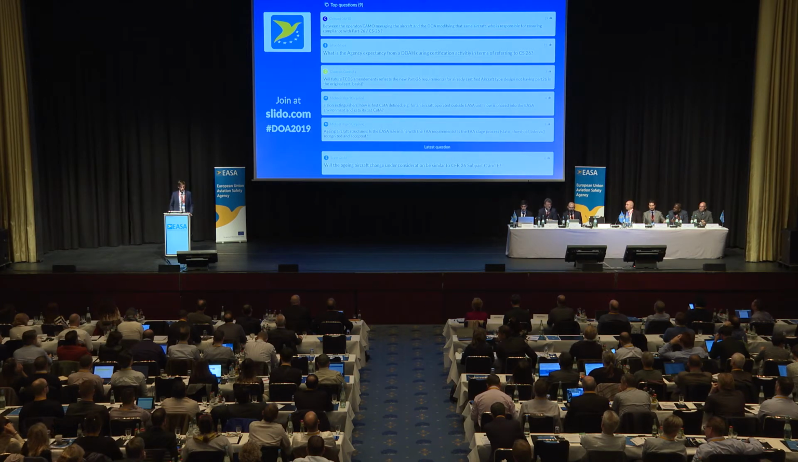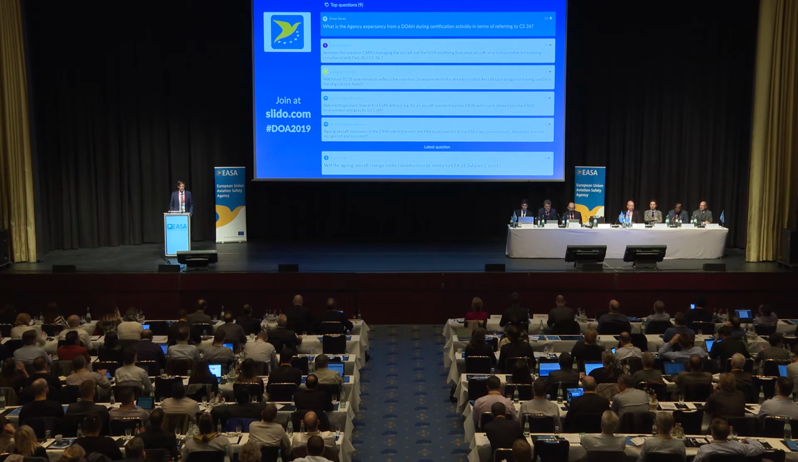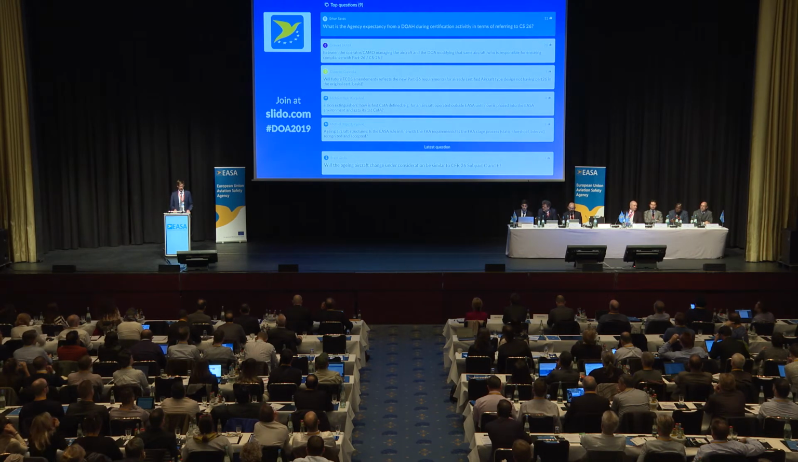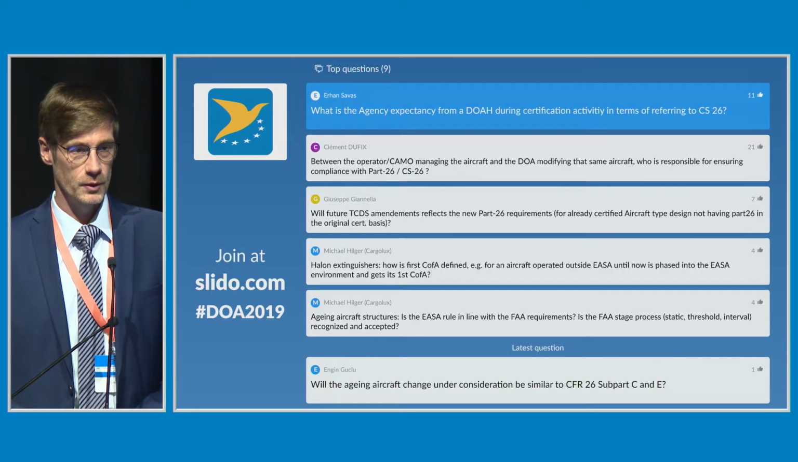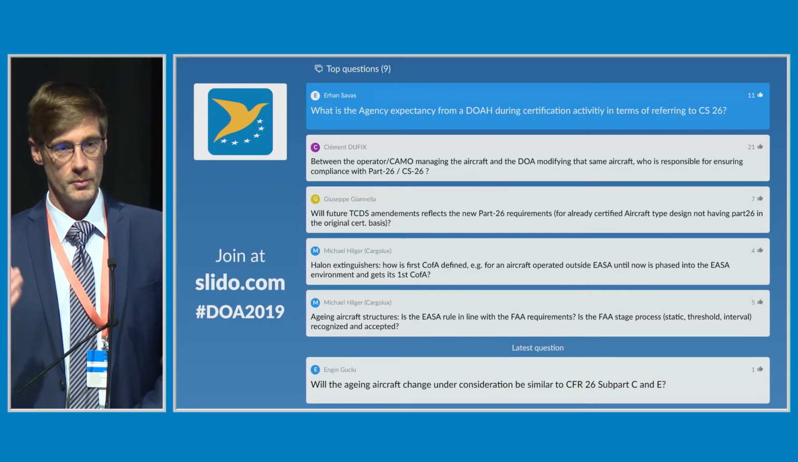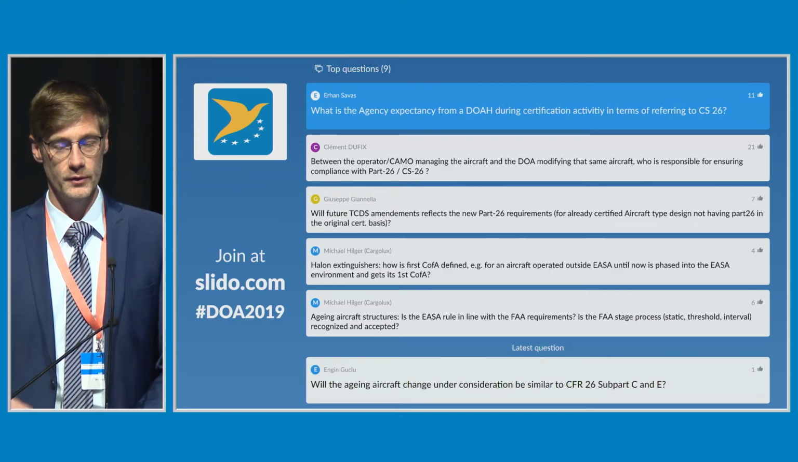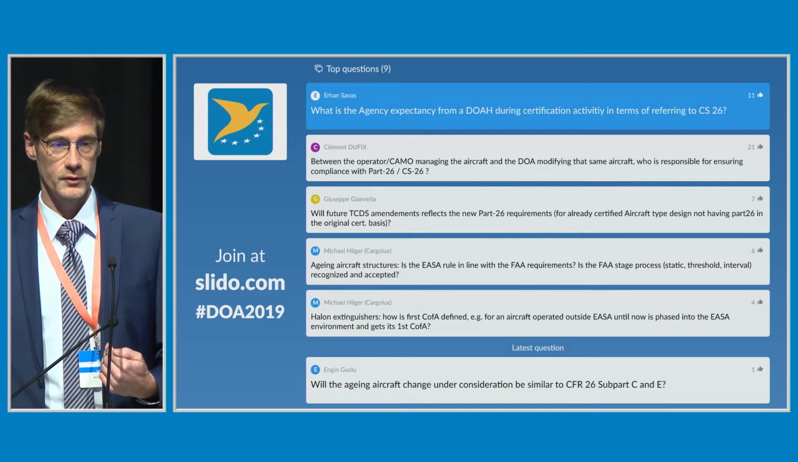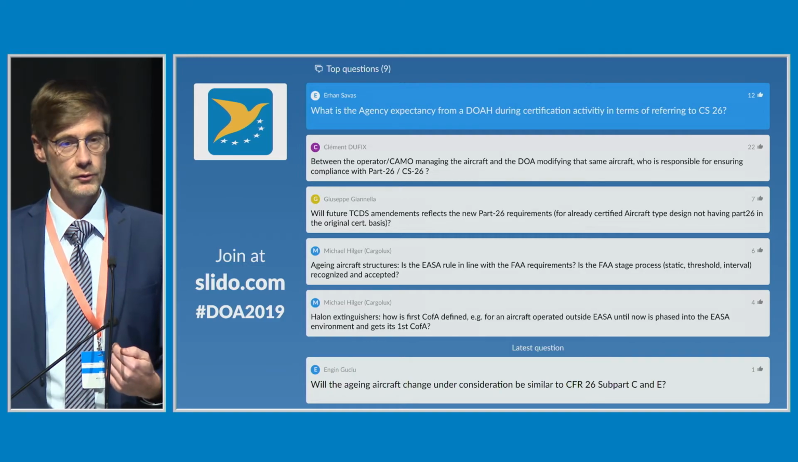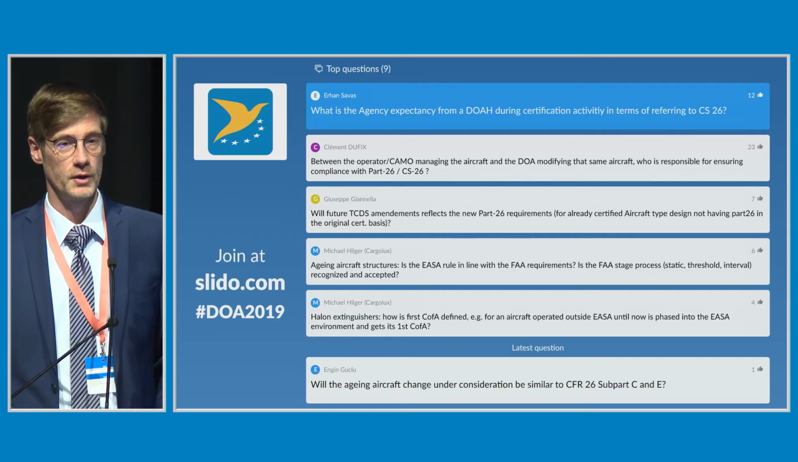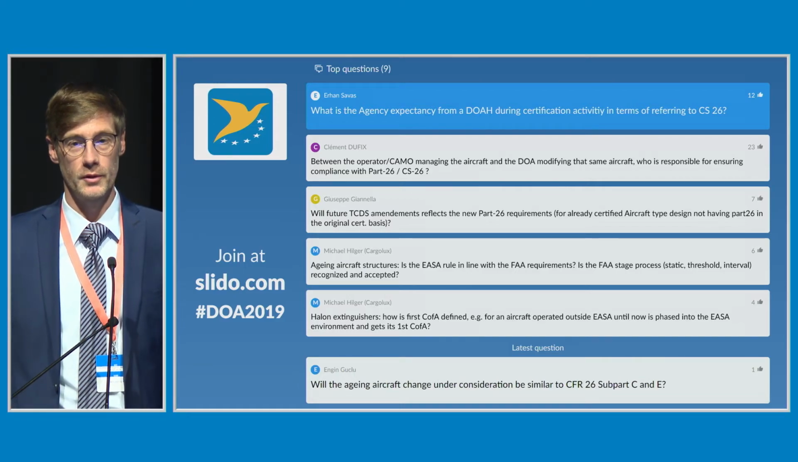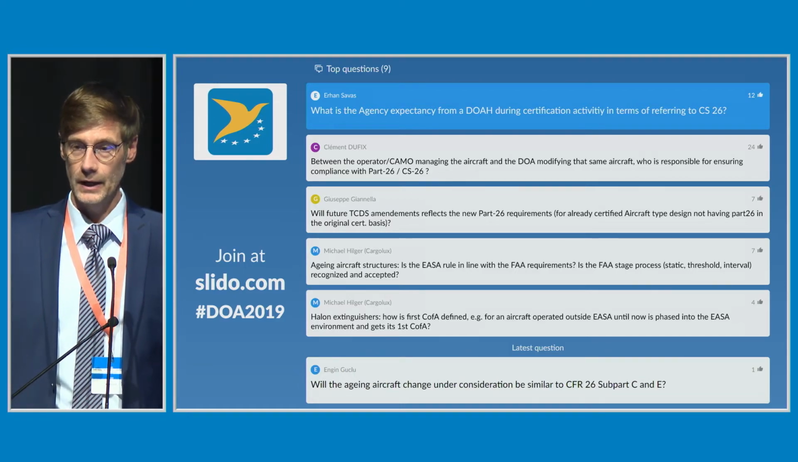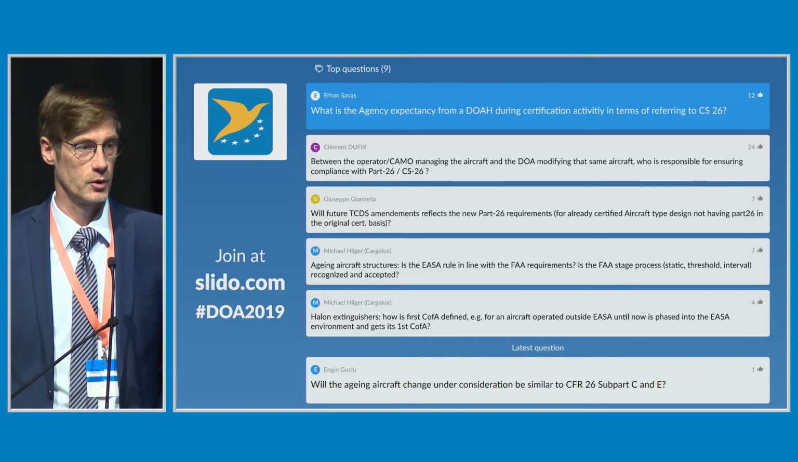What is the agency's expectancy from a DOA holder during certification activities in terms of referring to CS26? Yes, so we do have a certification specification in relation to Part 26, which gives the means of compliance with Part 26. Either you find specific means of compliance or a reference into the existing specifications for new designs, so in CS25, CS27 or 29. So these certification specifications should guide you to comply with the Part 26 requirements.